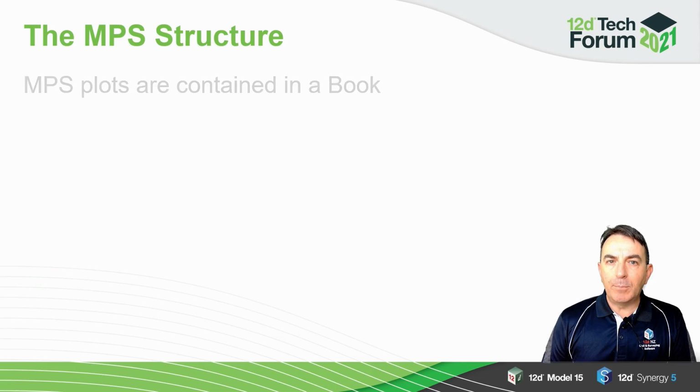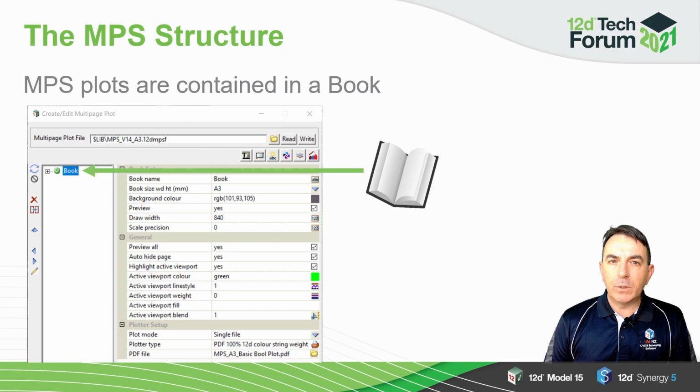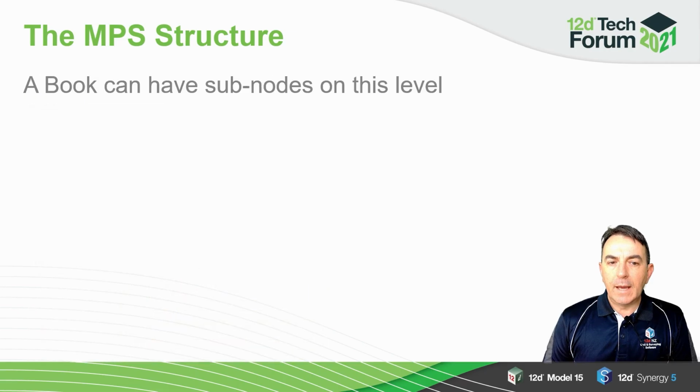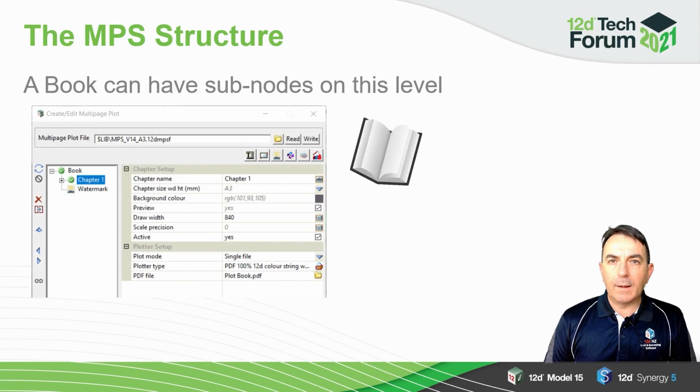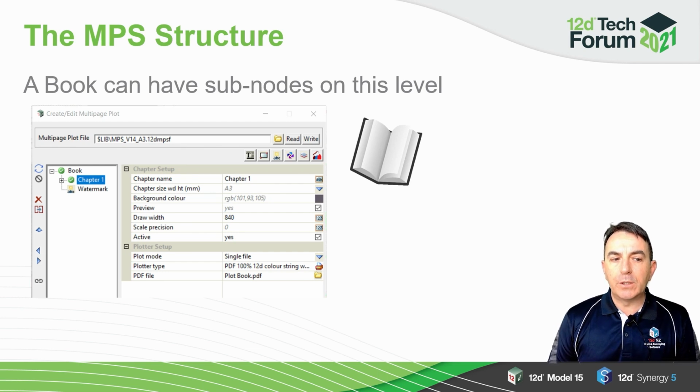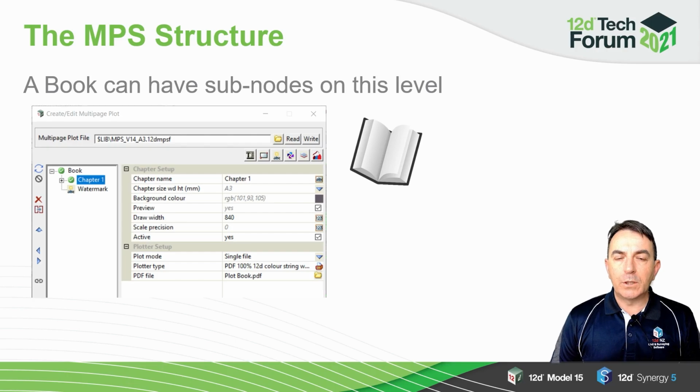We're going to have a look at the MPS structure itself. So MPS plots are contained in a book, and the book is the top level container for everything that's going to be produced from this plot set. And you can have subnodes, be that symbols, text, or title blocks or whatever, on this book level. So in the example of the screenshot there, I've just got a piece of text, the watermark, which is on the book level. And so that watermark piece of text will be automatically referenced down to all of the chapters and all of the pages underneath the chapter.